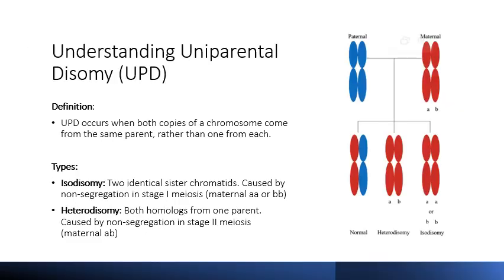Now that we've discussed aneuploidies, let's actually explain what uniparental disomy means. So the definition is when both copies of a chromosome come from the same parent rather than one from each parent. So there are different types. There's isodisomy, where we have two identical sister chromatids, and this is caused by non-segregation in stage 1 meiosis. And there's also heterodisomy, where both homologs from one parent end up in the fetus, and this is caused by non-segregation in stage 2 meiosis.